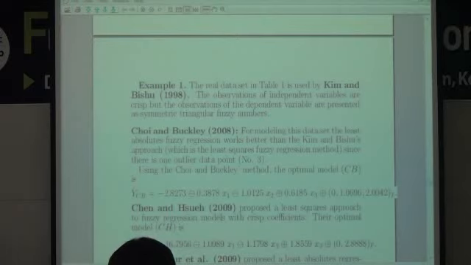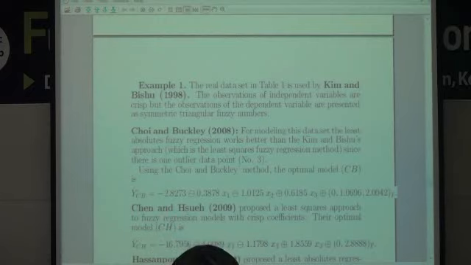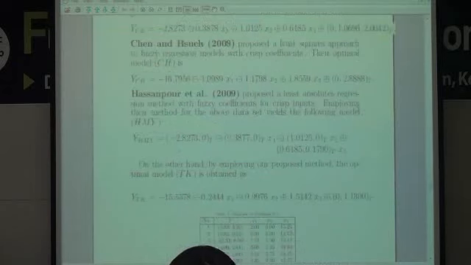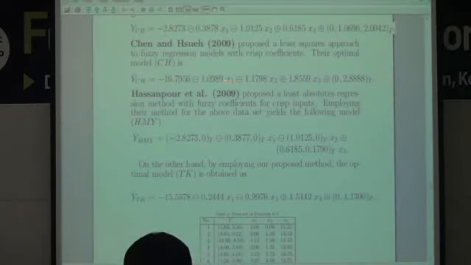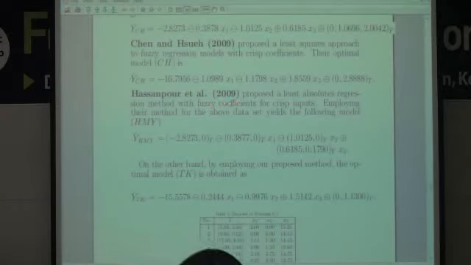Professors Choi and Buckley introduced a very good least squares approach to fuzzy regression modeling in 2008. For this data set, their model yields this equation. Also, Chen and Hsueh in 2009 introduced another approach to fuzzy regression modeling. For this data set, their model is as follows. Hassanpour and co-workers in 2009 introduced another approach to fuzzy regression, the least absolute regression method. Their model is here, and our model is here.